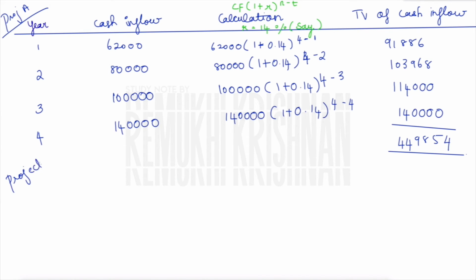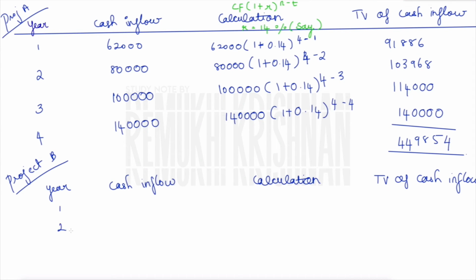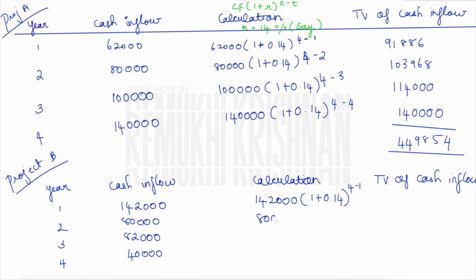I'm going to work the same format for project B also. So here, cash inflow, calculation and terminal value of cash inflows. For the first year it is 1,42,000, the second year is 80,000, and the third year it is 82,000. For the fourth year it is 40,000. Again I'm going to substitute the values in the terminal value formula, and then I will arrive at the terminal value of cash inflow, which is nothing but the summation of all these values.